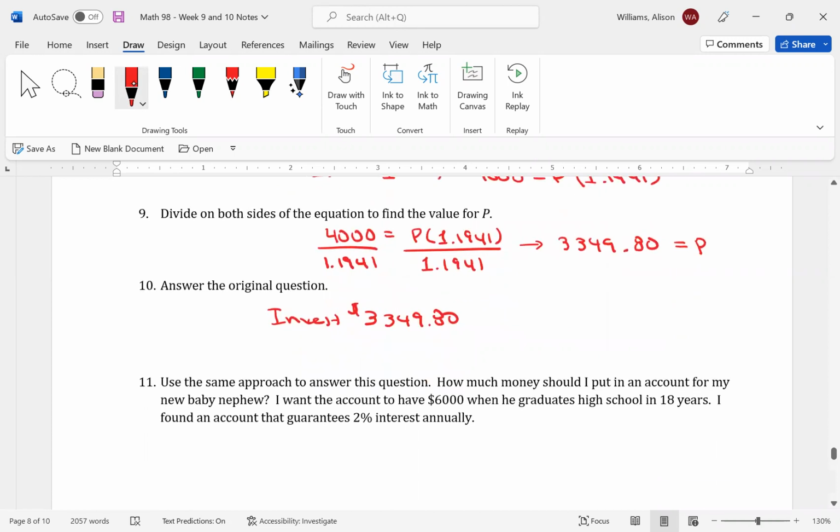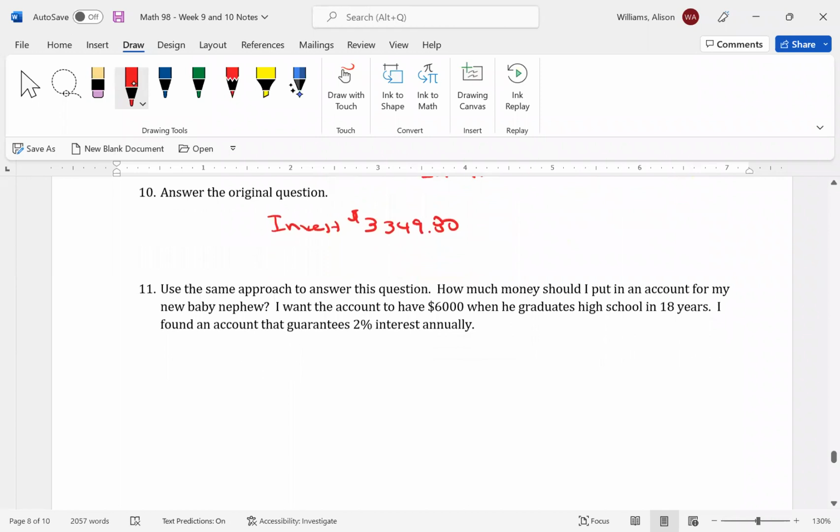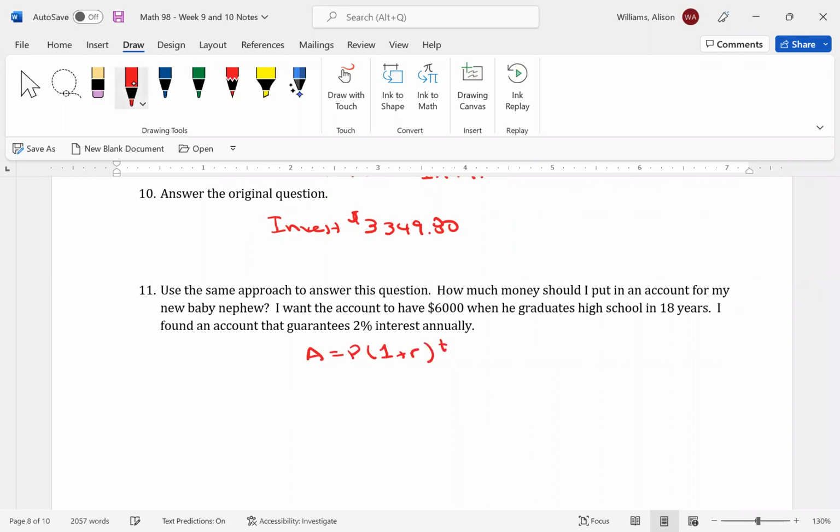Use the same approach to answer this question. How much money should I put into my account for my new baby nephew? I want the account to have $6,000 when he graduates in 18 years. I found an account that guarantees 2% interest annually. Okay, so using the formula, A equals P times 1 plus R to the T, same formula. This time 6,000, I'm trying to figure out what P is, and the percentage is 0.02.